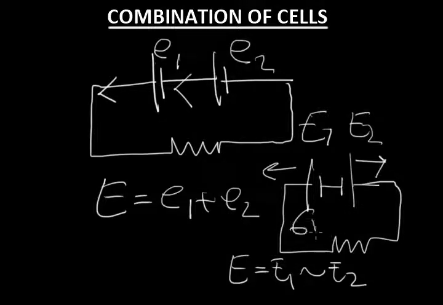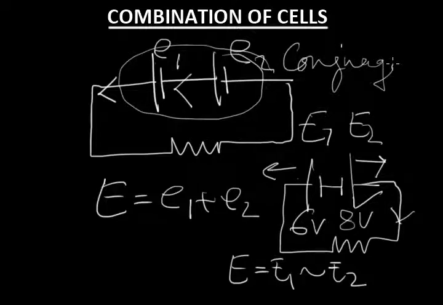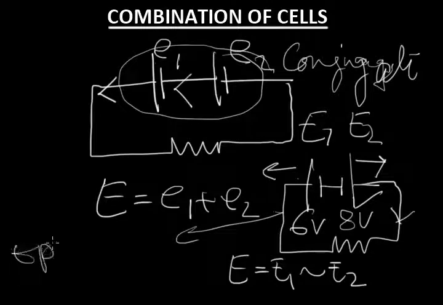In that case, the current will flow in the direction of the bigger voltage of the cells. Say this is 6 volt and this is 8 volt, then the current will flow in this direction as this voltage is greater. If this was 8 and this was 6, then the current would have flown in this direction. So there is no such problem when we say that the cells are conjugate. We say they are conjugate when they are in the same direction, and when we say these are in opposition, we mean that they are in two different directions. So these are the two cases when we have cells either conjugate or in opposition.